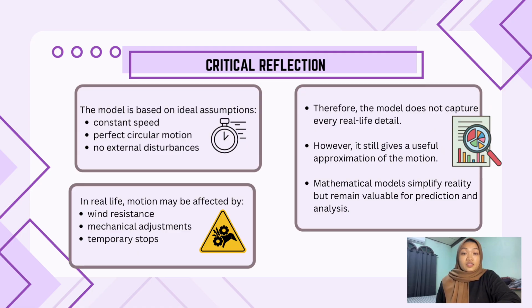However, it still gives a useful approximation of the motion and helps us understand the overall behavior. This shows that mathematical models simplify reality, but they are still very valuable for prediction and analysis. So, even though the model is not perfect, it is still a powerful tool for understanding real-life motion.